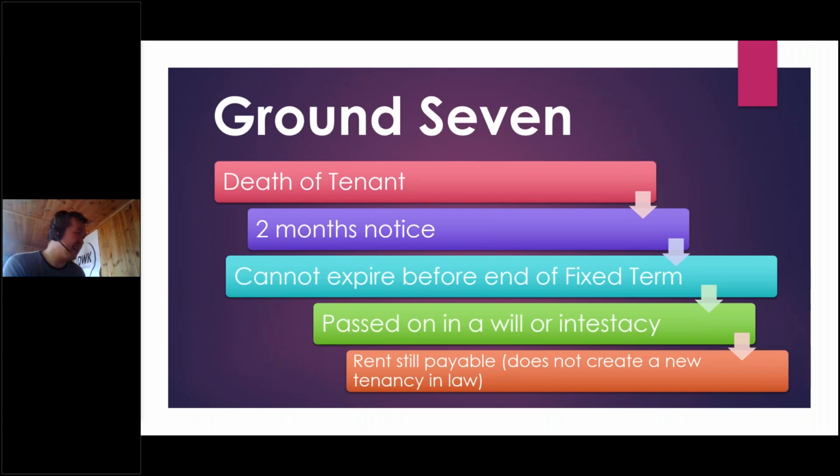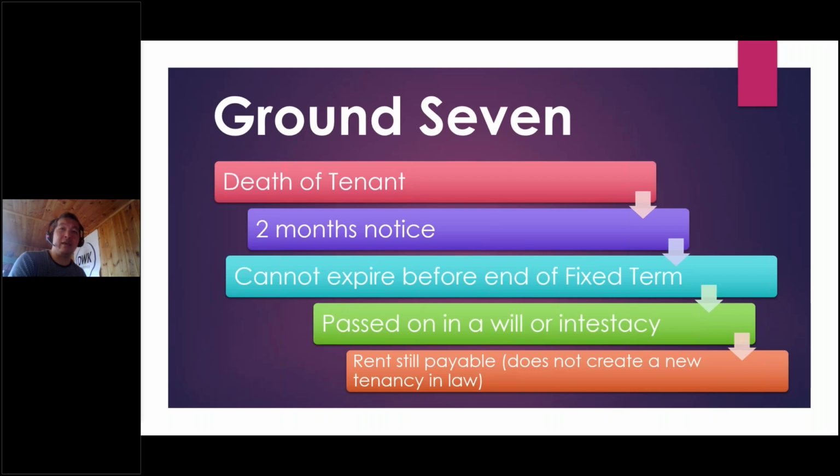As I said, I'm sure most of you may have experienced the death of a tenant. In most cases, the next of kin will come back to you with a set of keys and you will end it by surrender. That's how it generally works in terms of death of tenant. But on the odd occasion, you may need to consider using ground 7 because you've got an awkward set of people who are managing the estate of this deceased tenant.